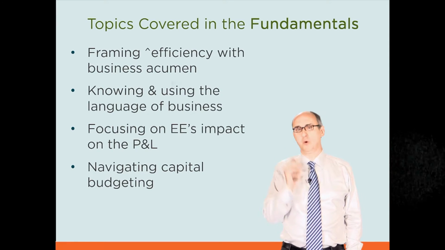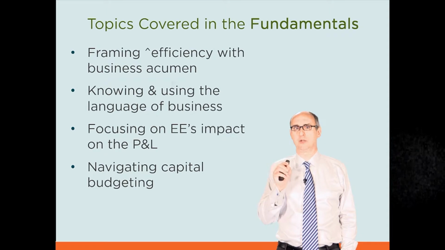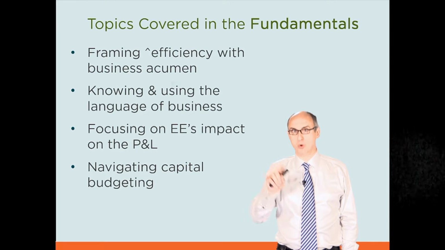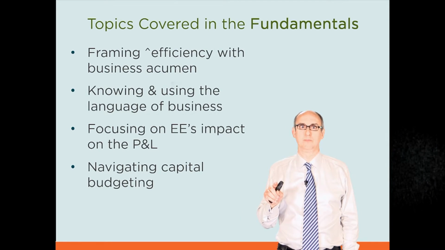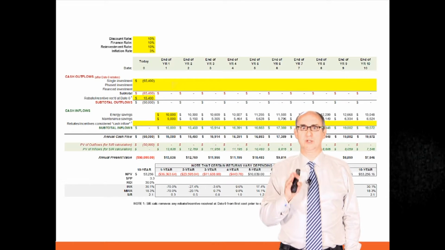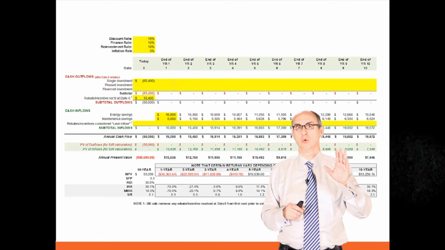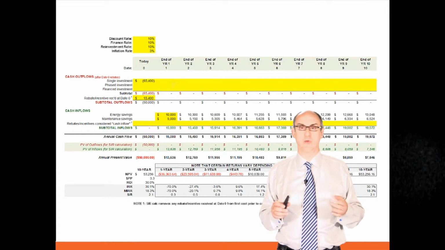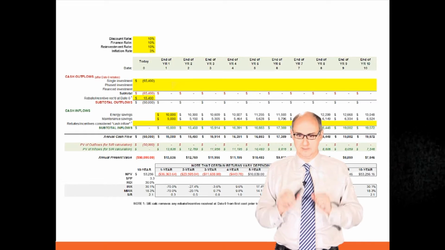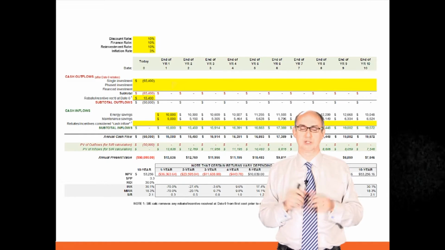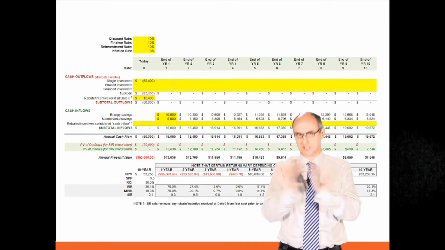We talked about focusing on energy efficiency's impact on the P&L in areas more than just the utility line item. And we also talked about navigating capital budgeting. So this is a sample 1-page financial analysis. You'll see in the upper left-hand corner the discount rate, the inflation rates, of course, the finance and reinvestment rates. You also see that it's a 10-year timeline.